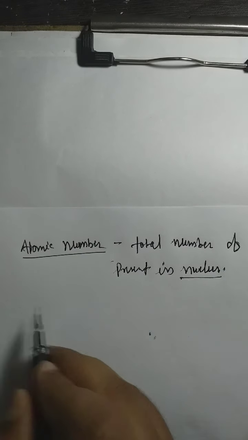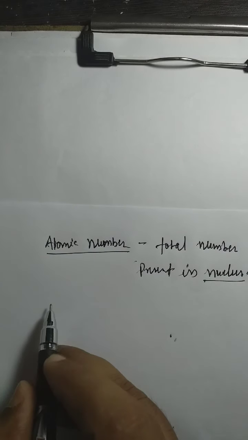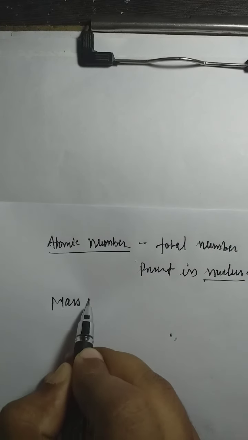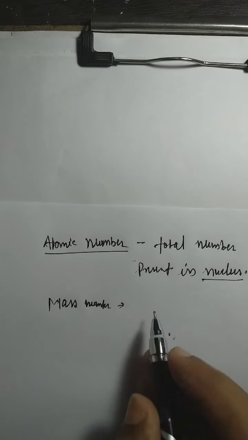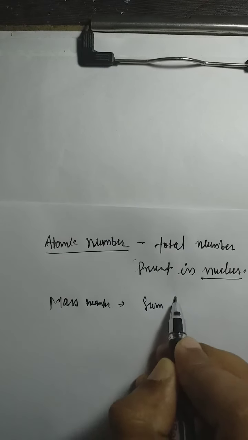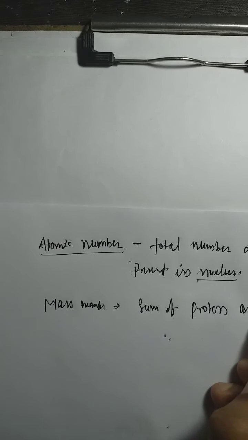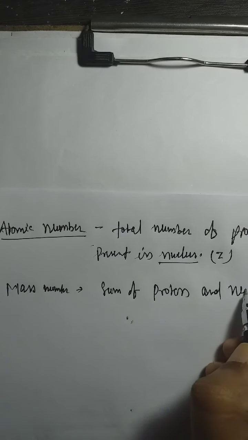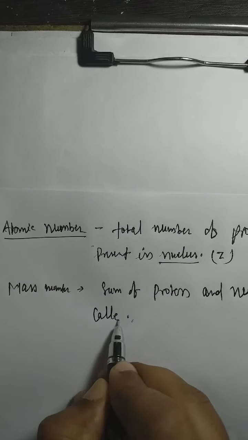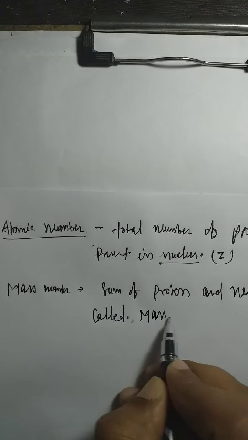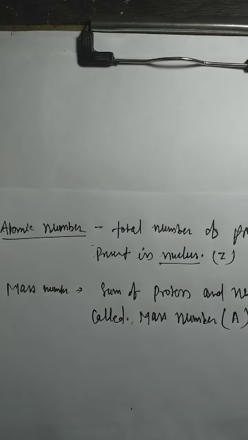Second, atomic number is indicated by small z. Next is our mass number. This gives an idea of the sum of protons and neutrons, which is called the mass number. It is indicated by capital A.